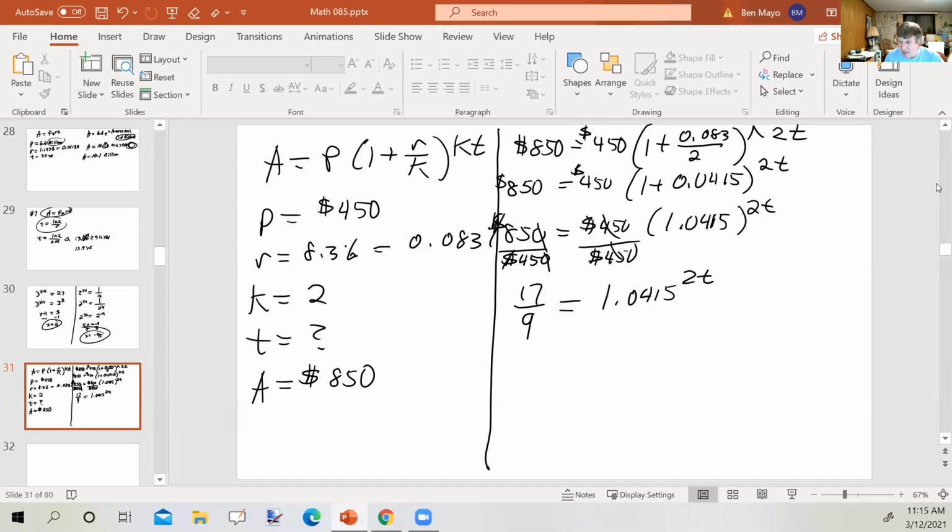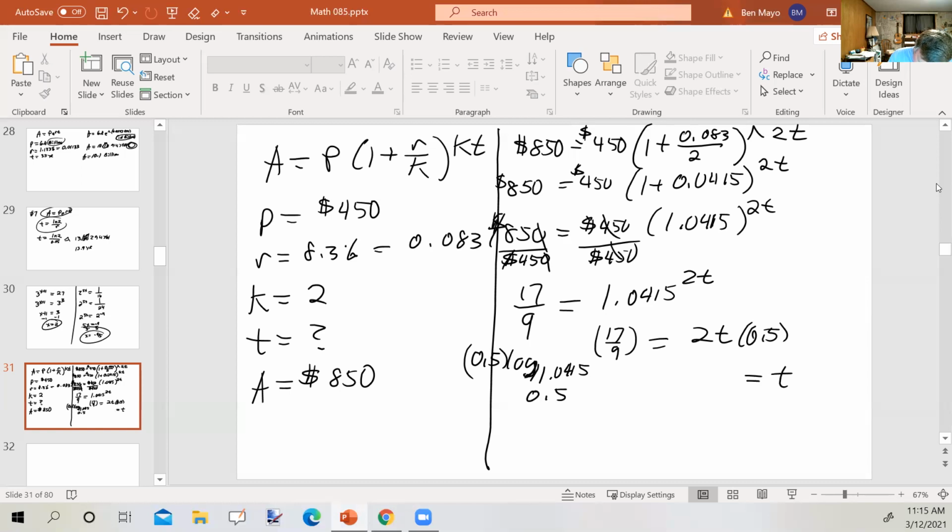So now I'm ready to play baseball, as it were, change it into a logarithmic equation. So we get log base 1.0415 of 17/9 equals 2t. If I multiply both sides by 1/2, that's the same thing as multiplying by 0.5. The reason I want to do that is because then I get t equals 0.5, and I'm going to use the change of base formula, log of 17/9 divided by the log of 1.0415.